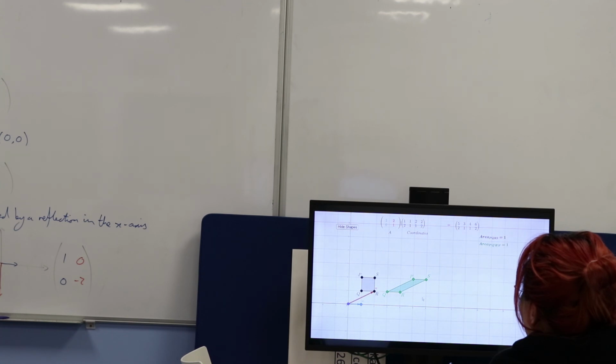Don't worry too much about shears. I won't ask about them in any exam. I just thought I'd put them in there to show you. Okay?